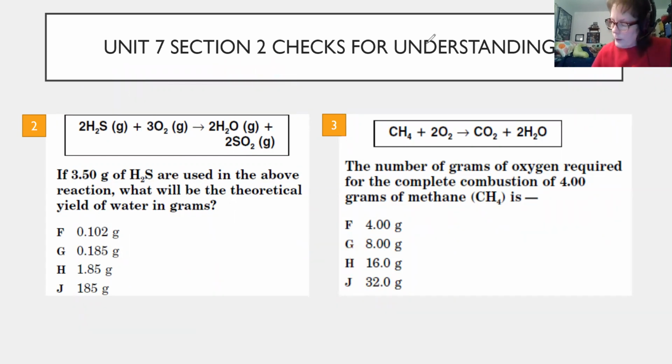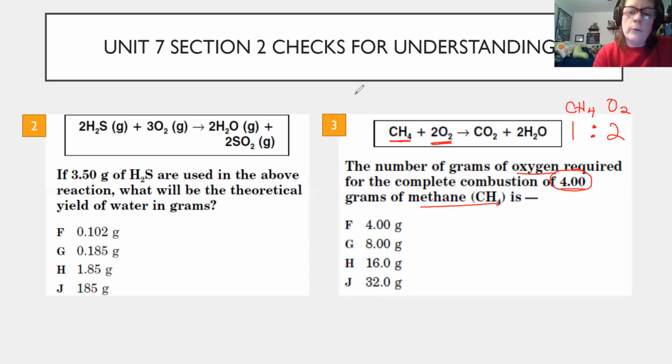All right, let's look at number 3. The number of grams of oxygen. So we're looking at oxygen required to complete the combustion of 4 grams of methane. So we're looking at oxygen and methane. All right, so this is a ratio of 1 to 2. Well, we know we have 4 grams of methane. So we've got to figure out how many moles are in 4 grams.